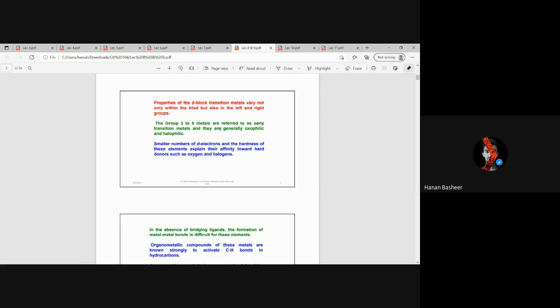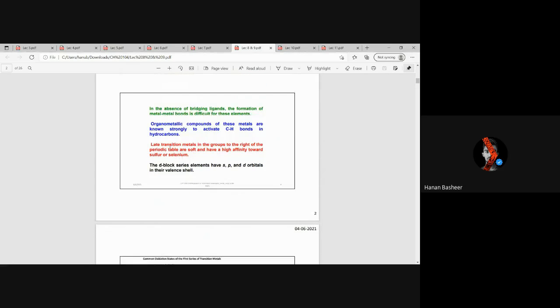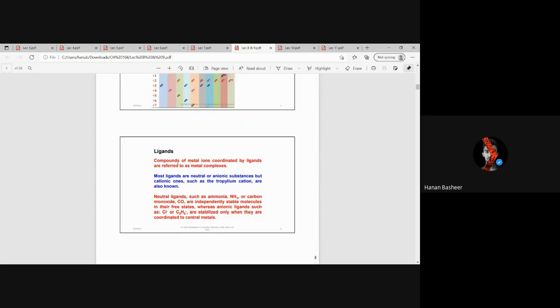Groups 3 to 5 are referred to as early transition metals and are generally oxophilic and halophilic. Because of the smaller number of d electrons and the hardness of these elements, they have an affinity towards hard donors such as oxygen and halogens. Then late transition metals, to the right of the periodic table, are soft and have high affinity towards sulfur or selenium, which are soft donors. The d block series have s, p, and d orbitals in their valence shell. In this format we can observe that scandium will exist in +3, titanium in +4, and so on. This is the table which you can keep in mind.